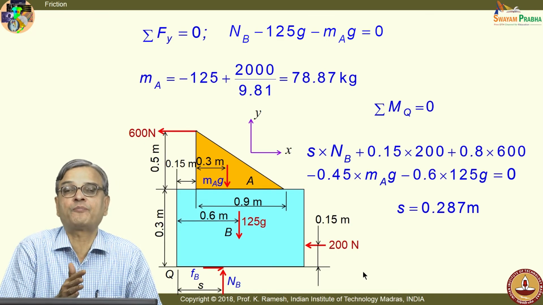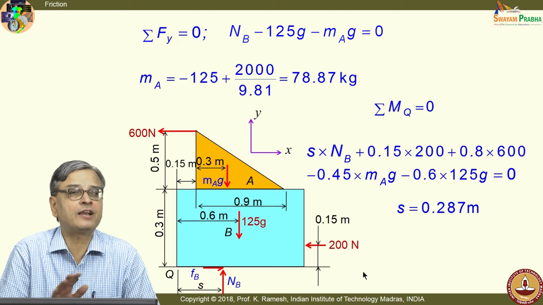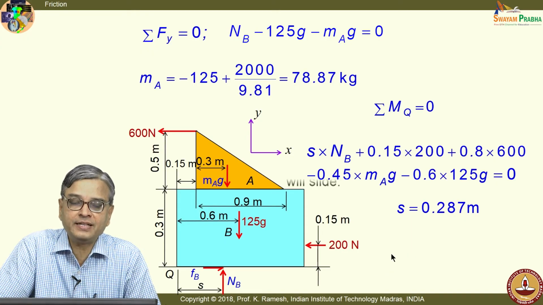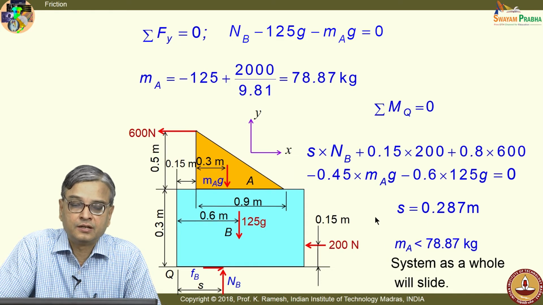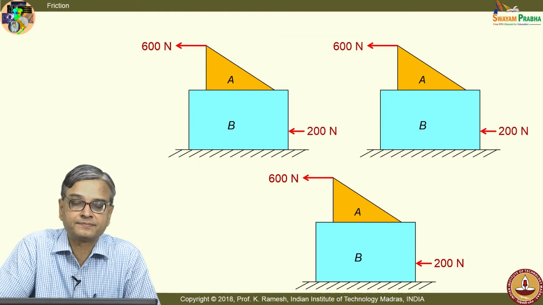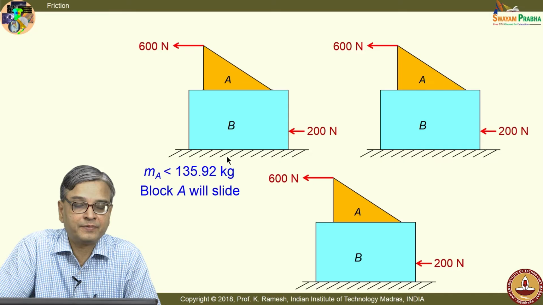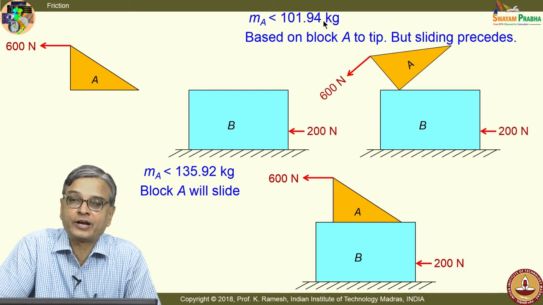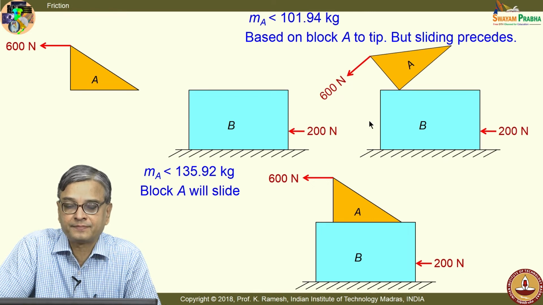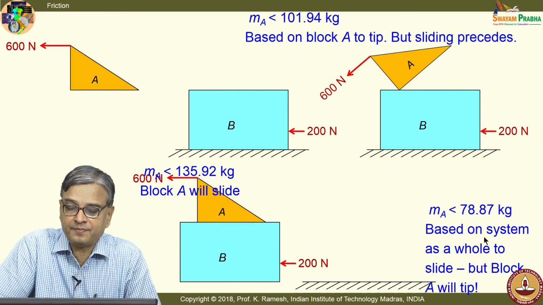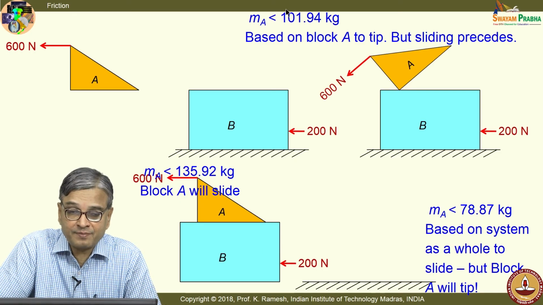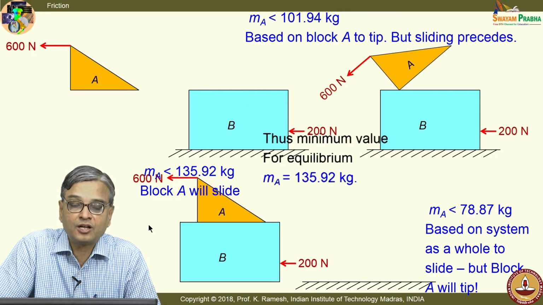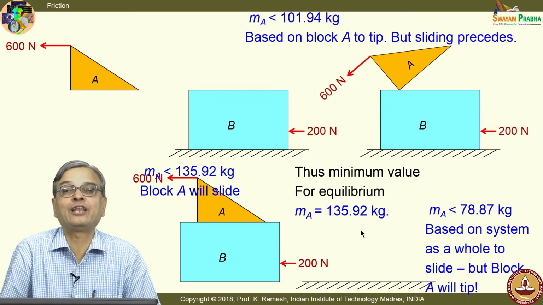So, when the mass of block A is 78.87 kilogram, we have confirmed that it will only slide, it will not tip. Now, let us go back and analyze what should be the minimum value for the block A so that it remains in equilibrium. We have got one answer for when block A slides. I got this as 135.92 kilograms. I have got another answer as 101.94 kilograms. Below that it will tip. If it is 78.87 kilogram, the block slides, but we have seen from this answer that the block will tip. So, the minimum value for the system to remain in equilibrium turns out to be 135.92 kilograms.